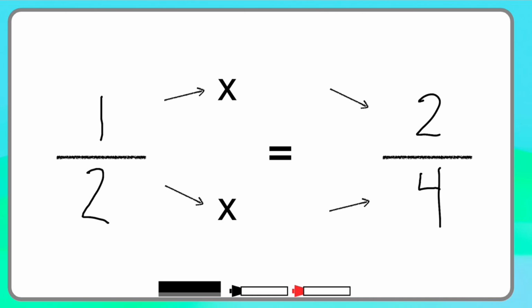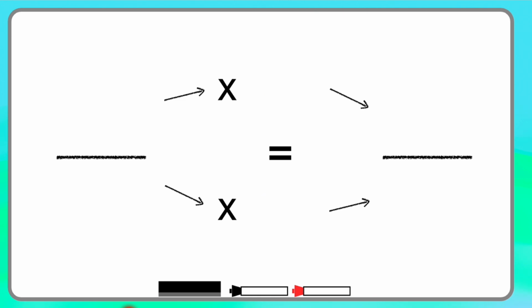Well, you can multiply your numerator and your denominator by the same number, and you will always come up with an equivalent fraction. In our earlier example, we cut the 1 piece into 2 pieces, so that was times 2. Whatever I do to my top, I have to do to the bottom. So multiply by 2. 1 times 2 is 2. 2 times 2 is 4. Therefore, I can see that 1/2 is equal to or equivalent to 2/4.